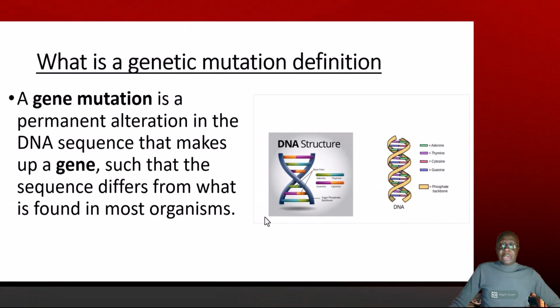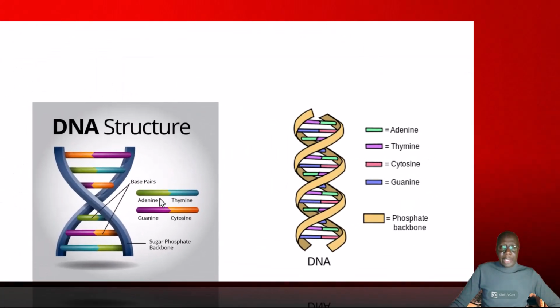Now, if this is arranged in a different way, because it should always be arranged in this way, adenine should always go with thymine, and guanine should always go with cytosine. That is how it should always be. But if it is changed in any way, then that change is called a mutation. That gene has mutated, it has changed.